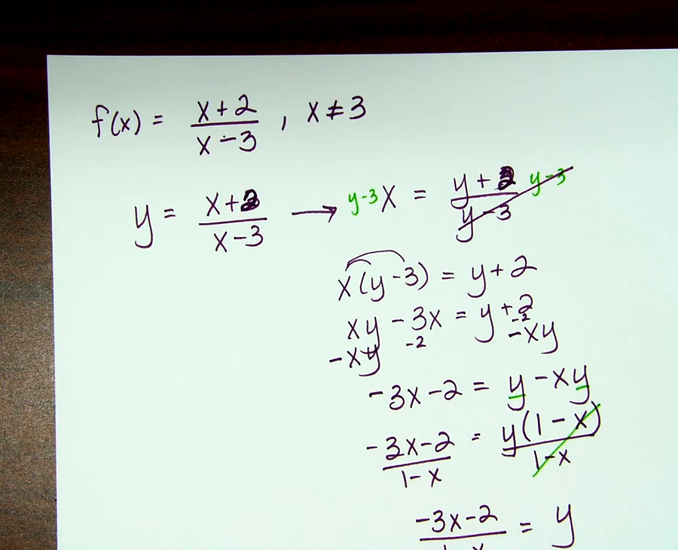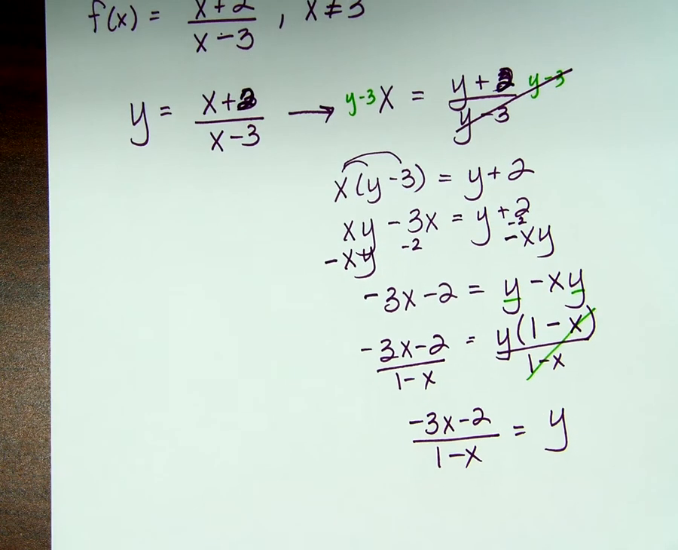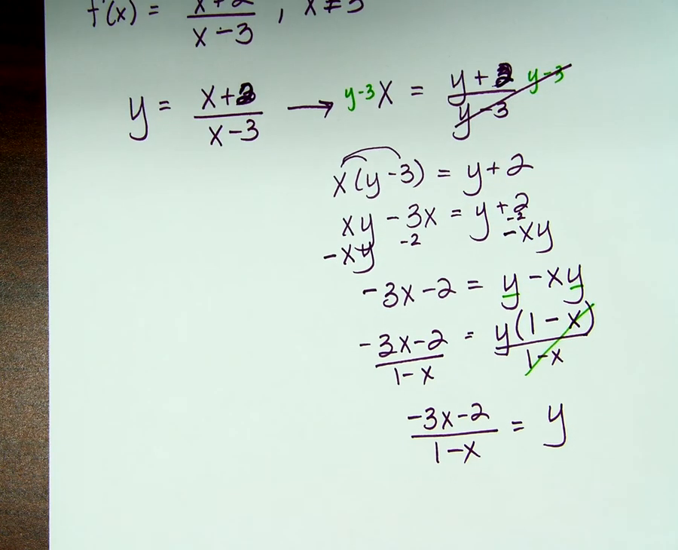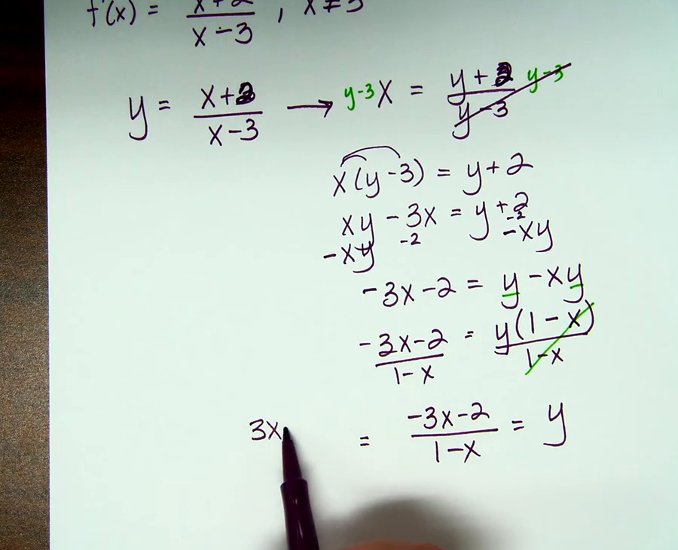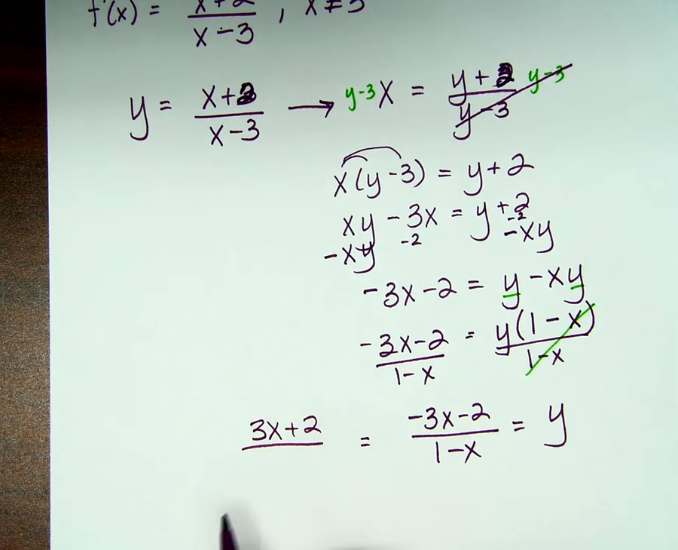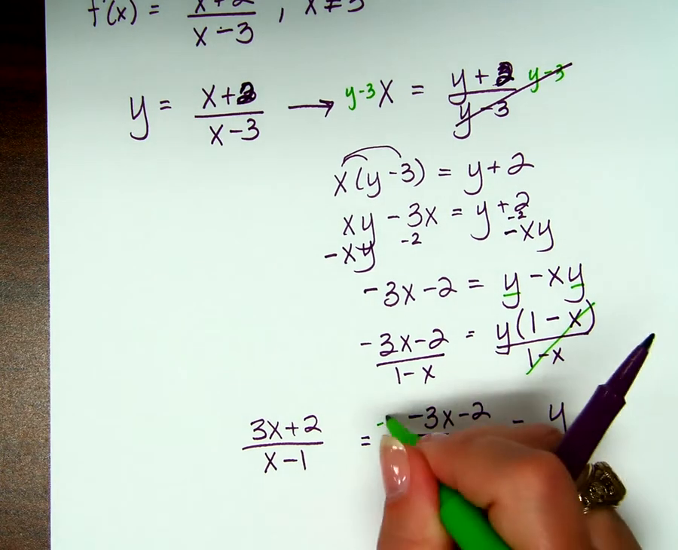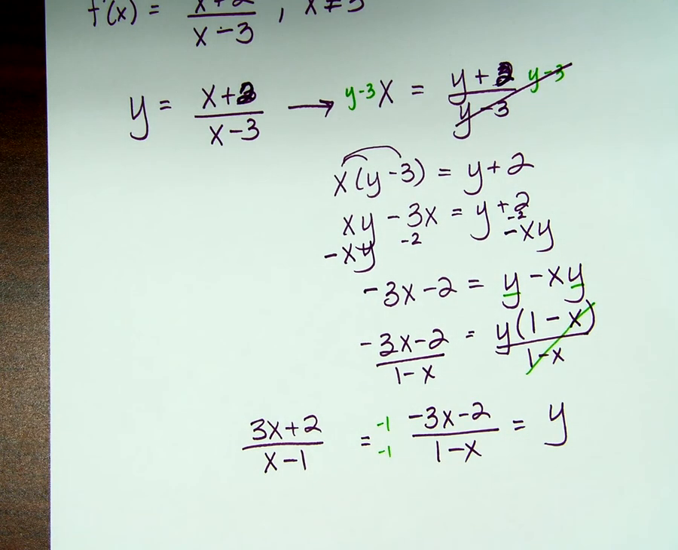How would you simplify it? I'll tell you this, it's not the answer that's in the book. You want me to tell you what the answer in the book is? But what did I do? I multiplied the top and the bottom both by negative 1, which is multiplying by 1, so I haven't changed the value of the problem.